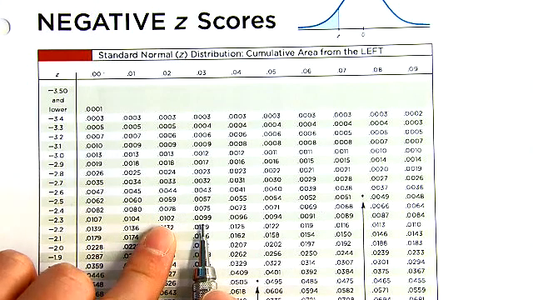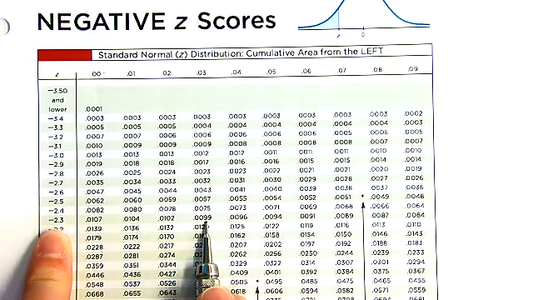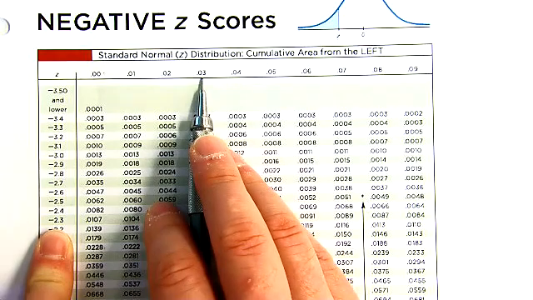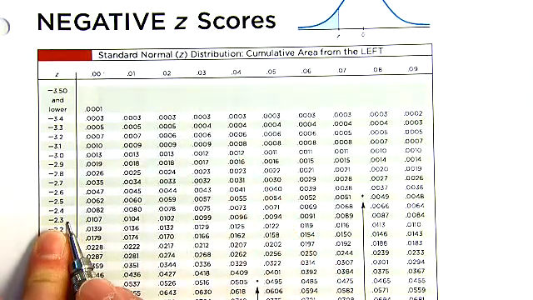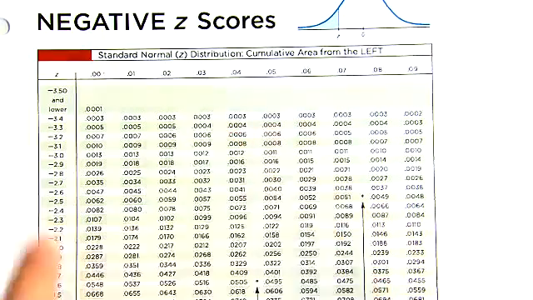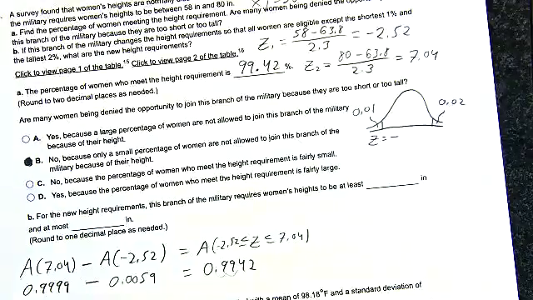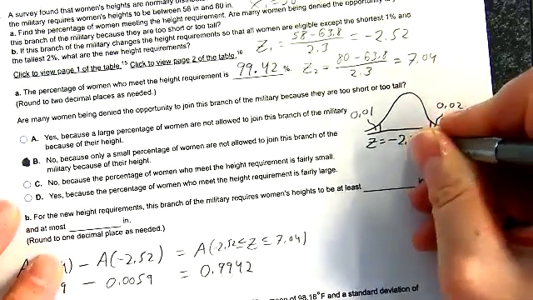Here's a 0.0099 or a 0.102. This one's actually a little bit closer to 0.01. So let's go with minus 2.33. So our z-score is minus 2.33.